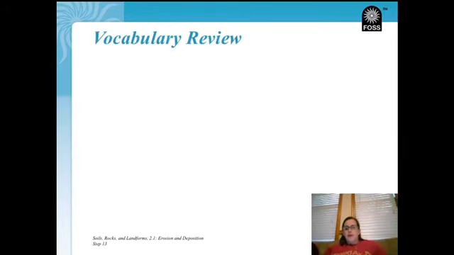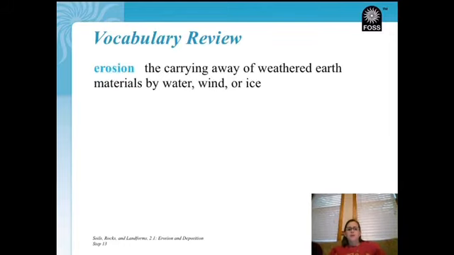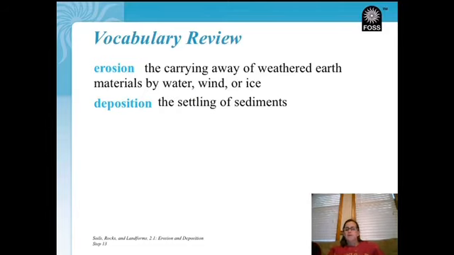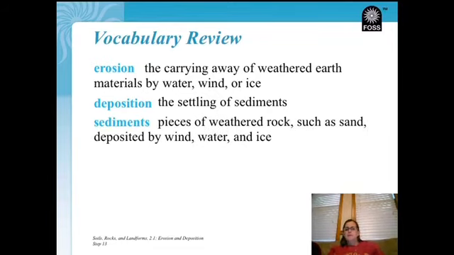So let's go ahead and review some vocabulary. Erosion, the carrying away of weathered earth materials by water, wind, or ice. Deposition, the settling of sediments. Sediments, pieces of weathered rock such as sand deposited by wind, water, and ice.